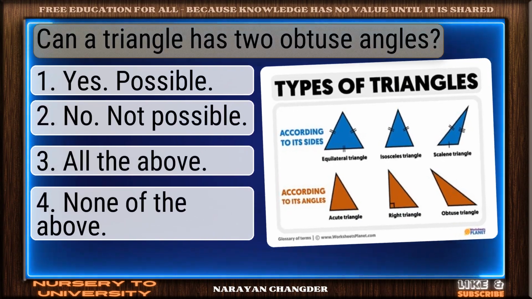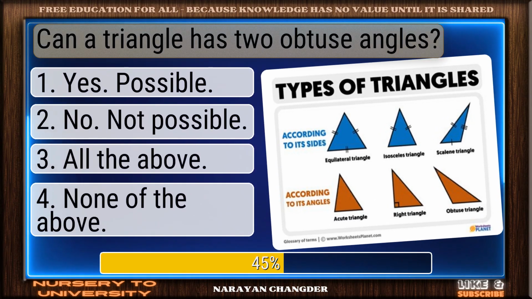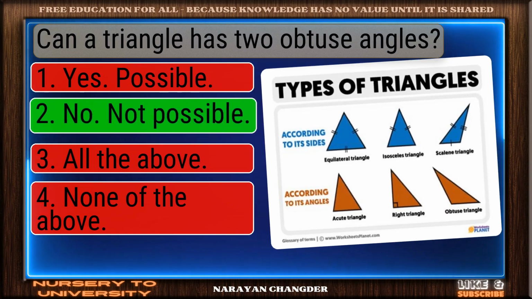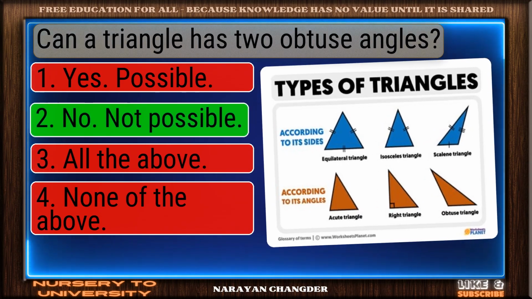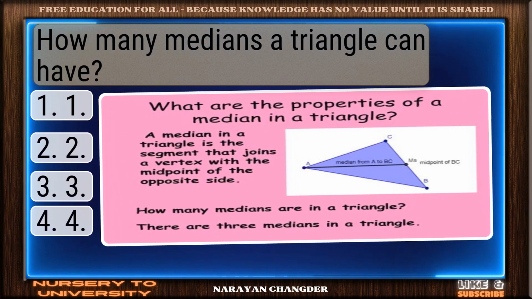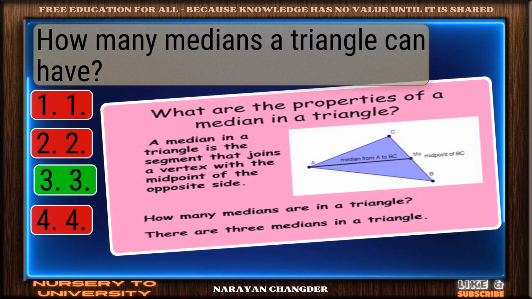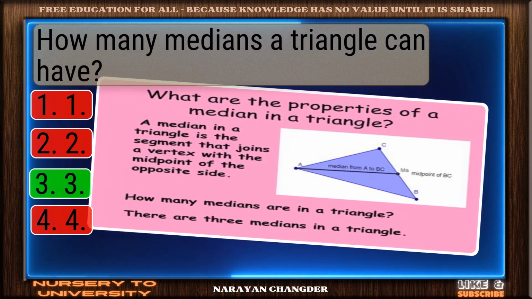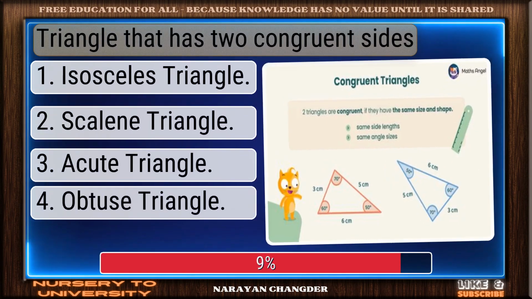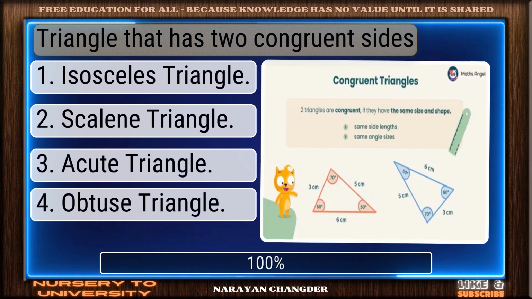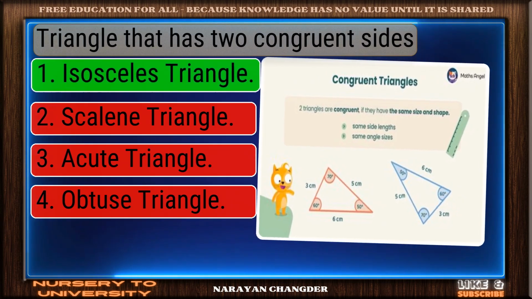Question number 226. Can a triangle have two obtuse angles? Clear logic. Your choice, no. Not possible is sound and 100% true. Question number 227. How many medians can a triangle have? Well reasoned. 3 is the correct choice. Question number 228. Triangle that has two congruent sides. You're right. Isosceles triangle is the correct answer.